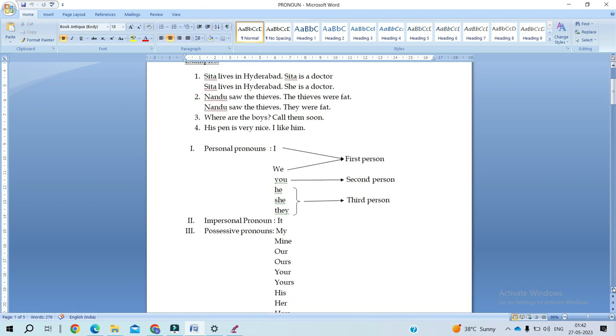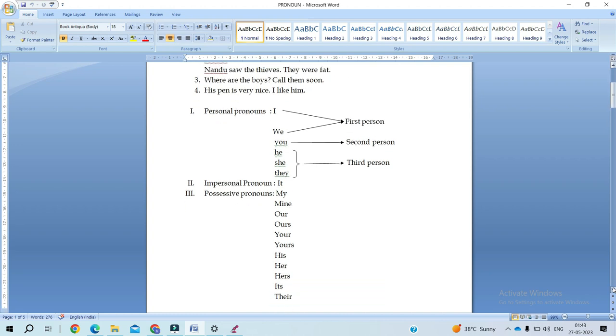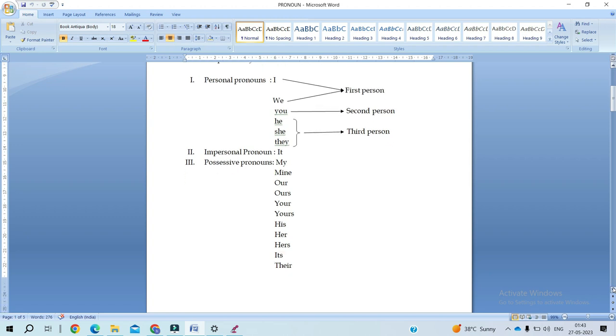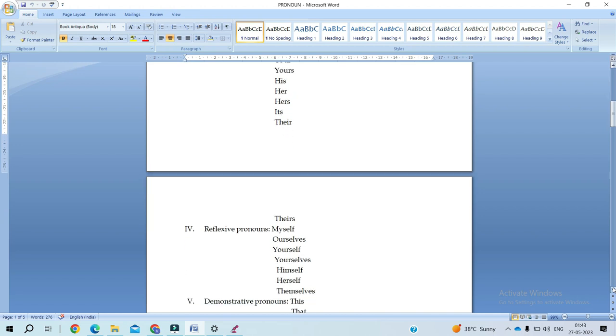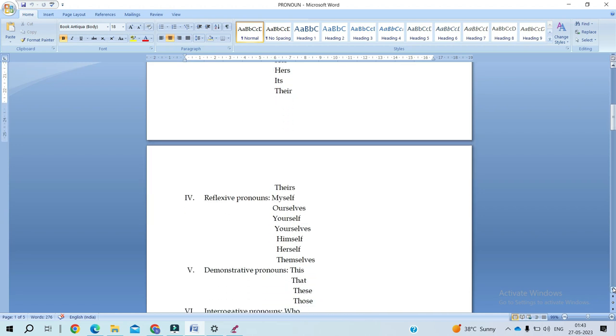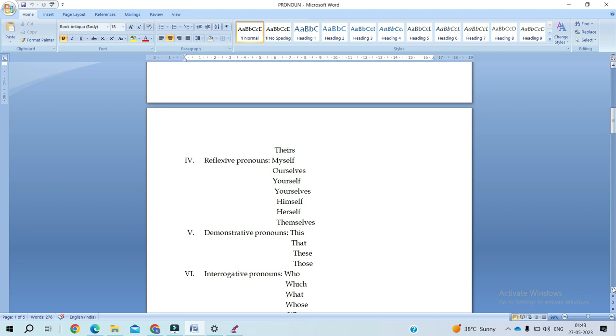Likewise, second, impersonal pronoun. It comes under impersonal pronoun. And possessive pronouns: mine, our, ours, your, yours, his, her, hers, its, their. These all come under possessive pronouns. And next, reflexive pronouns: myself, ourselves, yourself, yourselves, himself, herself, themselves. These all come under reflexive pronouns.